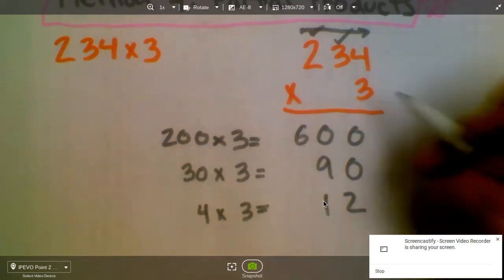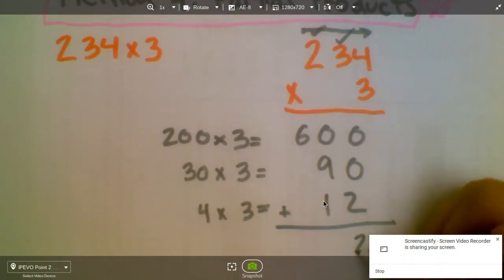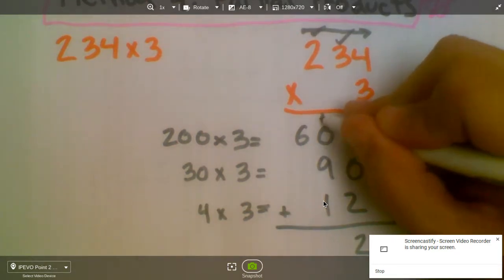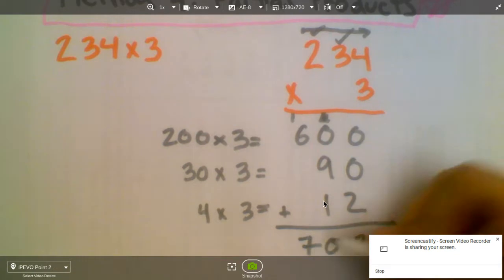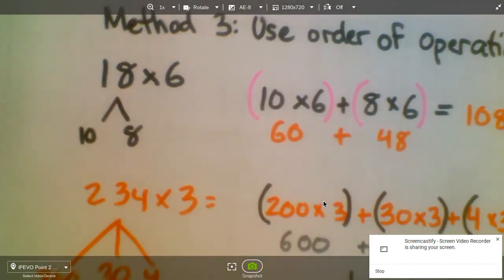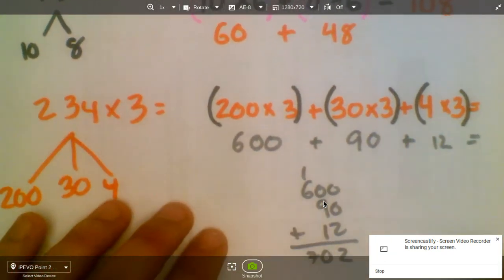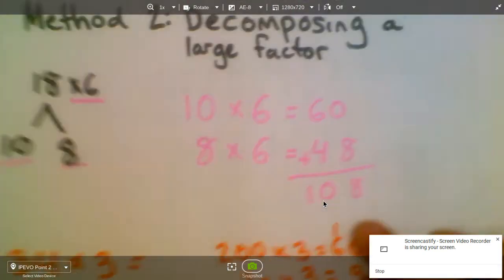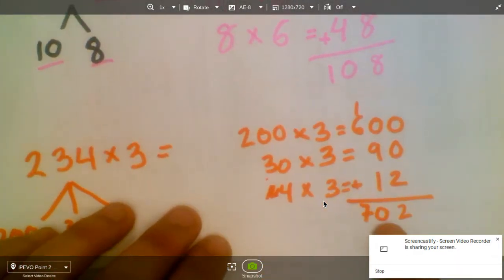So I've got 600 plus 90 plus 12. I'm going to add those up to, oops, going a little too fast. 9 plus 1 is 10. We're regrouping. 702. You may be thinking, gee whiz, this is the same strategy that we did right here. 600 plus 90 plus 12. We added it up. Got 702. Method 2. 600 plus 90 plus 12 added up to get 702.